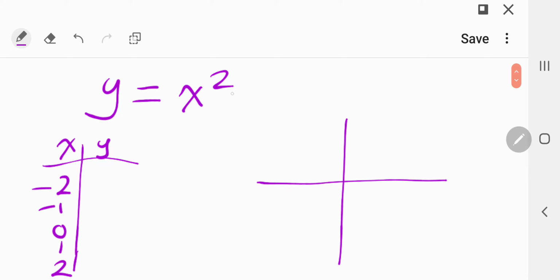So, -2 squared. Now, this is very key. If you type this into your calculator, -2 squared, it'll say -4. That's not true. -2 times -2 is +4. What's going on? The calculator is actually squaring the 2 before the negative sign is applied.